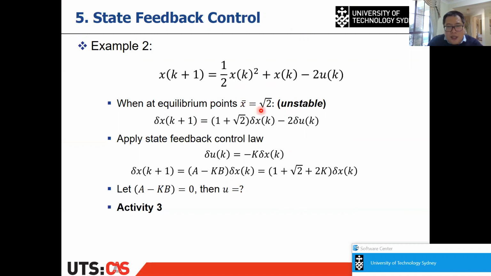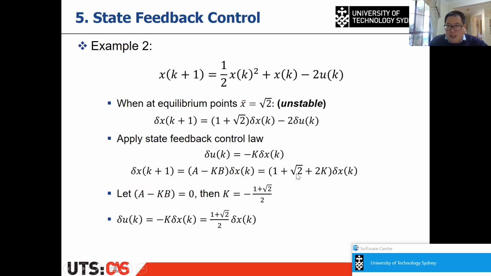All right, then there's another example. So at the beginning it will be the same, right? We have the same nonlinear discrete time system. Then we want to do the state feedback control to do the pole placement at the equilibrium point x bar equal to square root of 2. Then we do the state feedback control on the linearized system. Then we have delta x k plus 1 is a minus bk delta x, right? And if we want to make a minus bk equal to 0, what is the u? Again, what is the u? It's not delta u, and that is your activity.